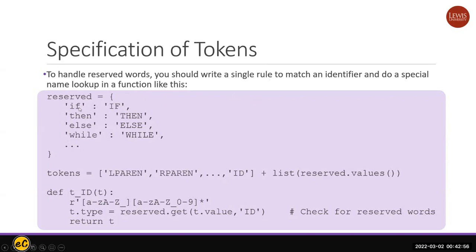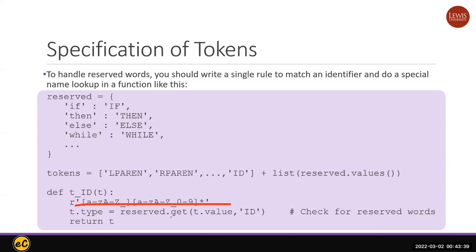Now for reserved words. You have if, then, else. To handle reserved words, you should write a single rule to match the identifier. So here you have if, then you match the IF token. Those are reserved words. So basically, you have the tokens, and then you add your reserved words value. The value is this portion, it will be saved. Then your ID is the one that I just showed a moment ago. This is your ID rule, so check for the ID.